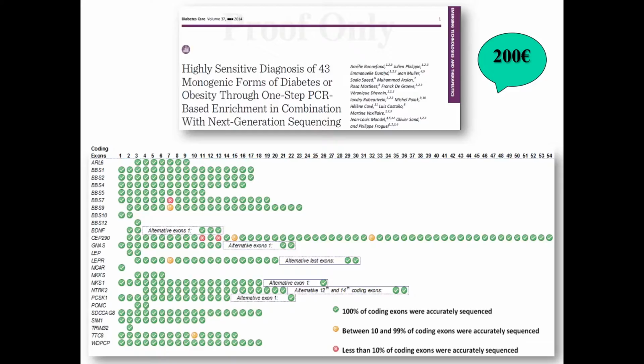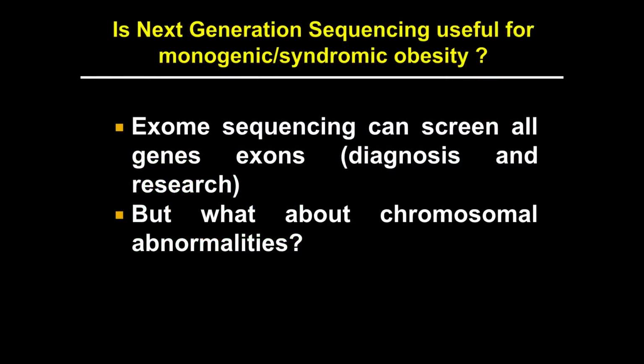Now, the targeted approach is fine, but if it's something else, of course, you cannot detect it. And what we have developed with others now is exome sequencing. We can do exome sequencing in my lab for about 500 euros. And it's good for diagnosis. We have extremely good quality, and also for research if it's another gene.